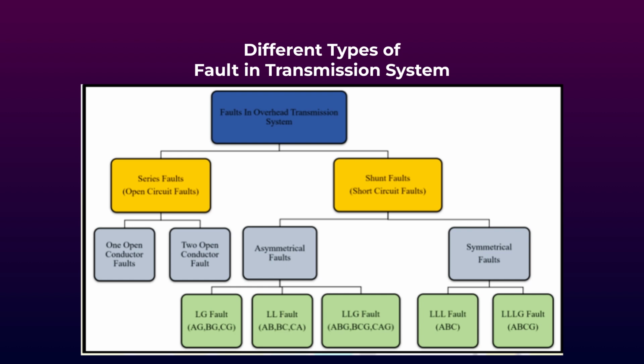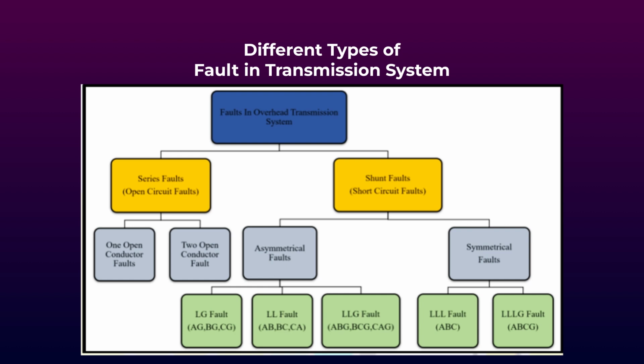Next one is the asymmetrical fault. These faults involve one or two phases and are more common but less severe compared to the symmetrical or three-phase fault. Under that, first one is the single line to ground fault, or we can say LG fault. Under that, one phase comes in contact with ground. It is the most common type of fault in a transmission line.